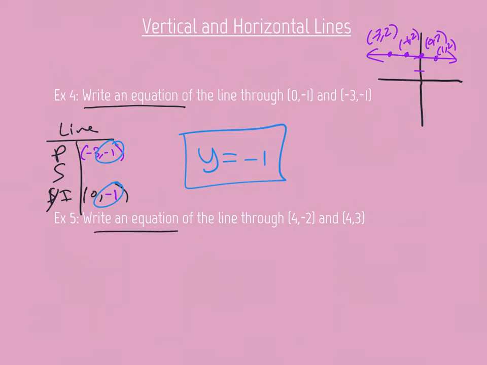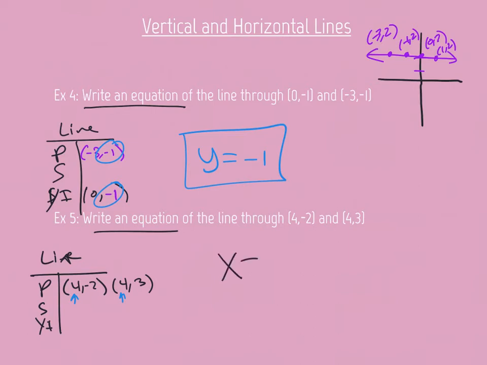Write an equation, line chart. Point, slope, y-intercept. Okay. This time I have 4, negative 2. That's just a point. 4, 3. Also not a y-intercept. But once again, I'm paying attention, and I'm going, hey, any coordinates the same? Yeah, look at that. The x's are both 4. So my equation is x equals 4. Problem done.